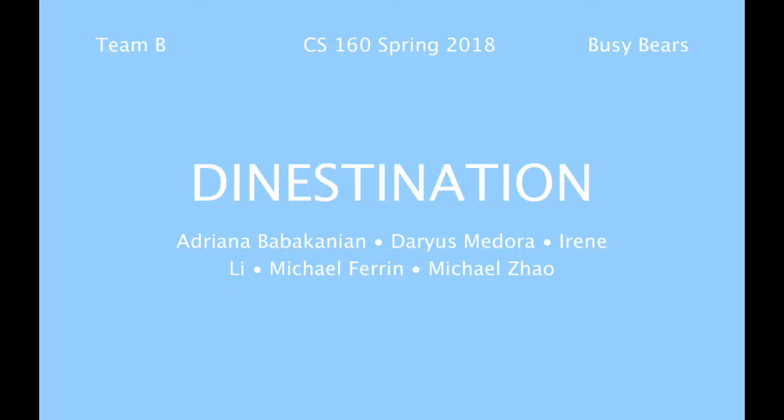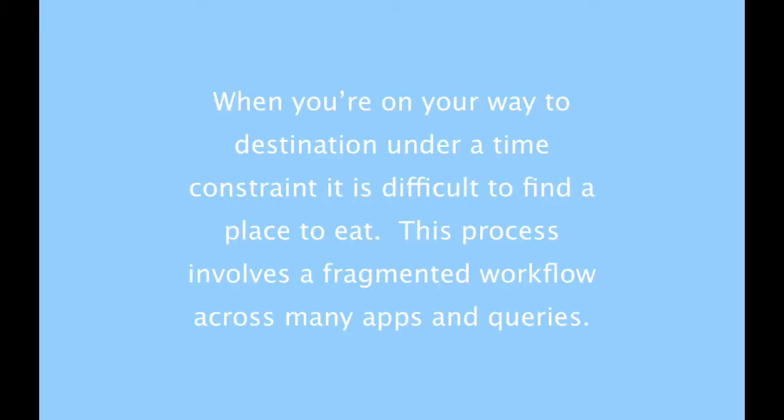Our project is called Dinestination. It's an Android application developed as a course project for UC Berkeley's CS160 Spring 2018. The motivation behind this application is to address a problem that almost any mobile device user can relate with. When on your way to a destination under a time constraint, it is difficult to find a place to eat that will get you to your target location on time.